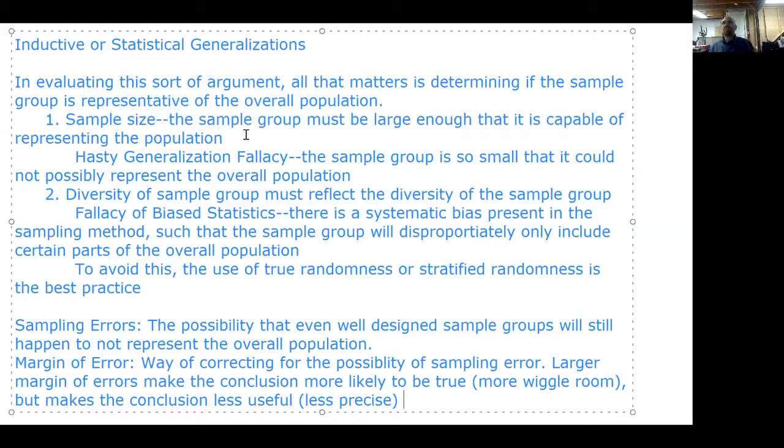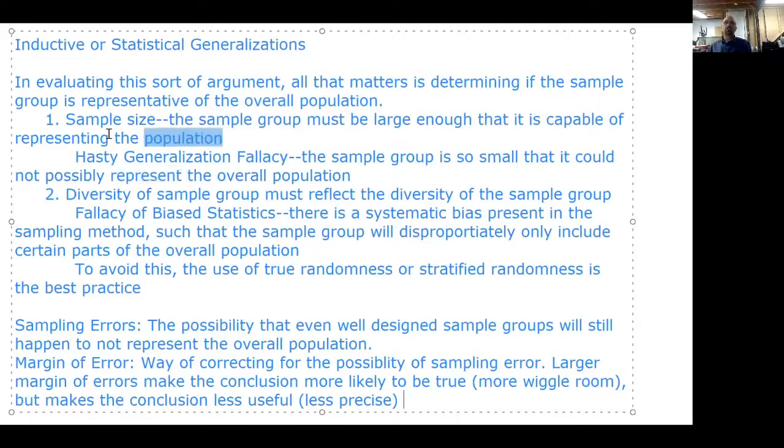So sample size, right? The sample group has to be large enough that it can represent the overall population. So it's sort of another way of thinking about the hasty generalization fallacy. One of the questions I'm going to ask you to do is to sort of diagnose in a more precise way what's wrong with an argument that's committing the hasty generalization fallacy. You should be doing this in terms of representation. How representative is the sample group?